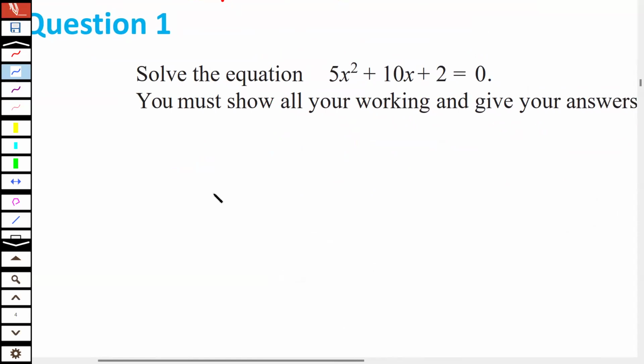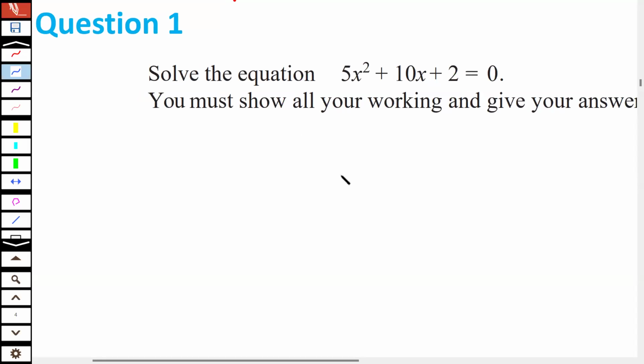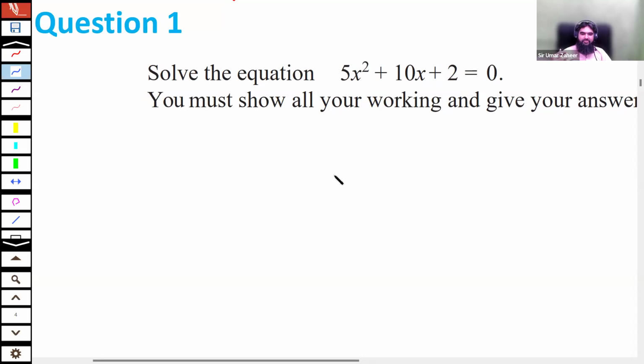Yes, I want to make it 1. How can I make 5x squared as 1? You will take 5 out. It will be 5 times 2x squared plus 2x plus 2 over 5. Here there are two options. I can just divide by 5 on both sides, so the 5 will be cancelled out, or I can take 5 as a common factor.